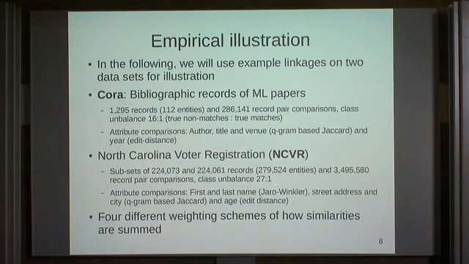We used a specific name matching string similarity, which some of you might be familiar with, Winkler, for first and last name. Street address and city were again calculated using Jaccard similarity, and for age we used the edit distance. And for each of these data sets, we show later on 4 different weighting schemes.